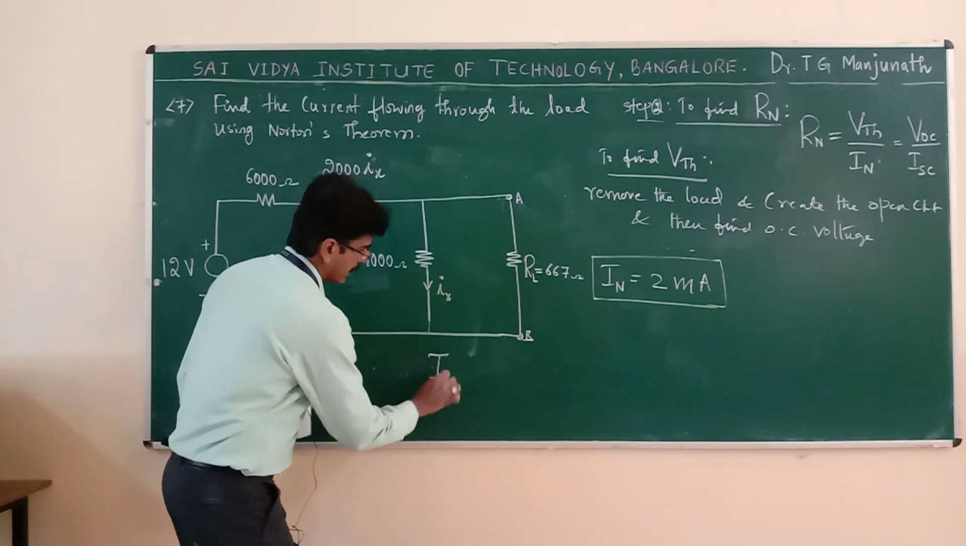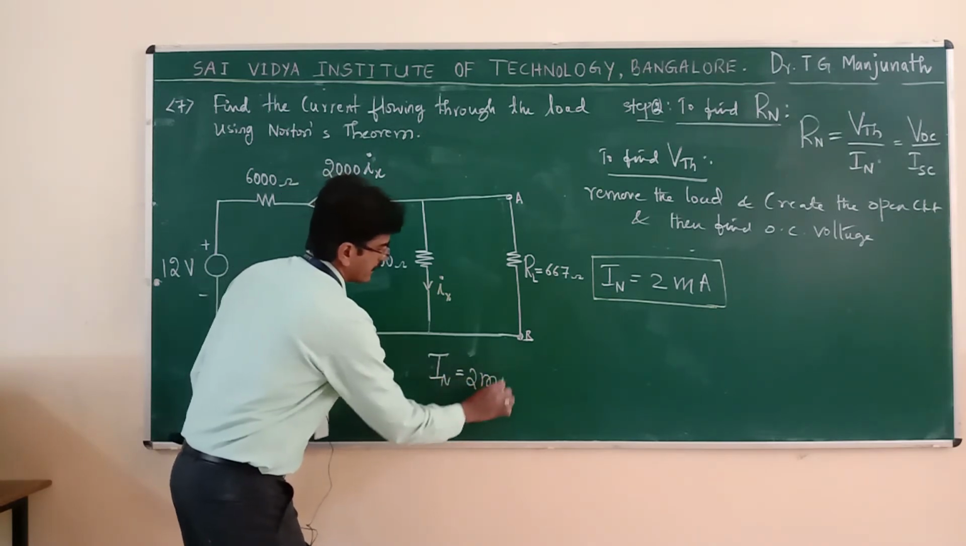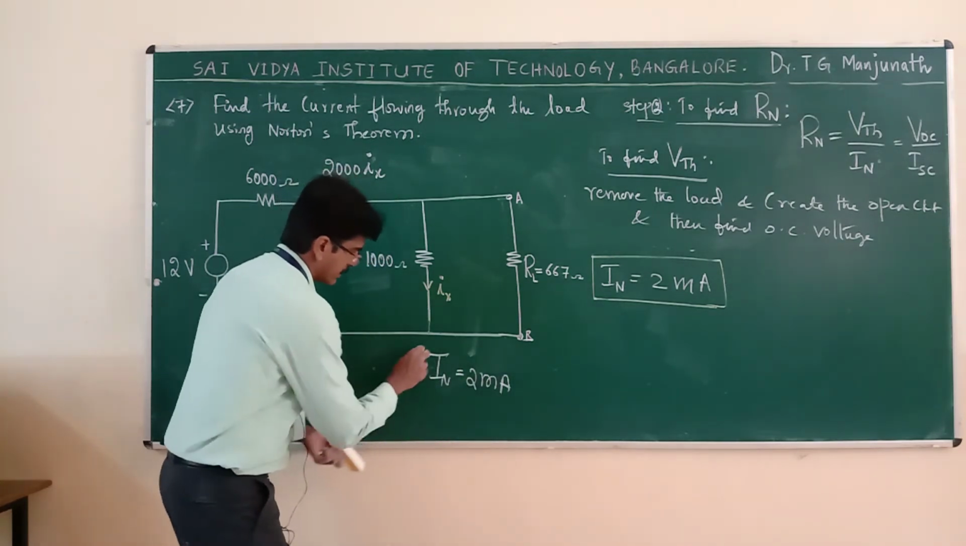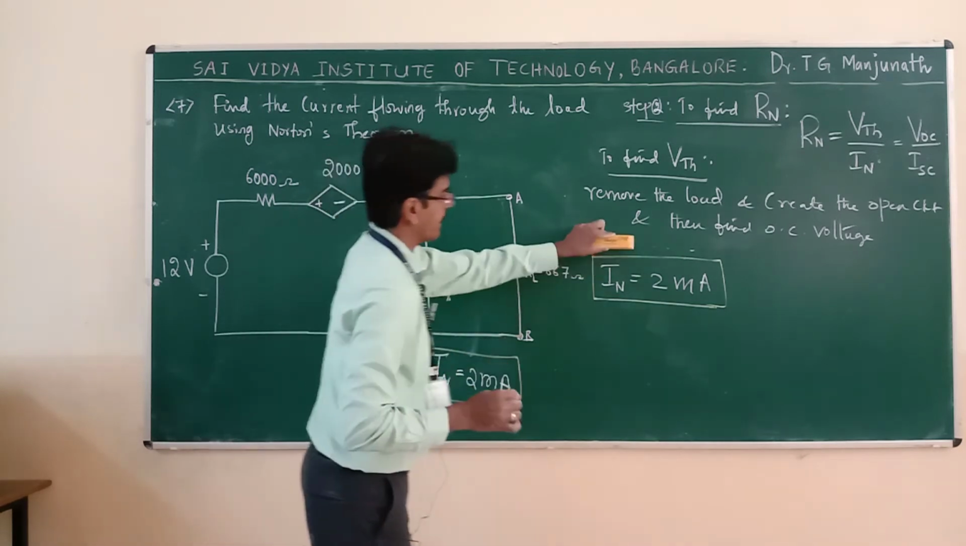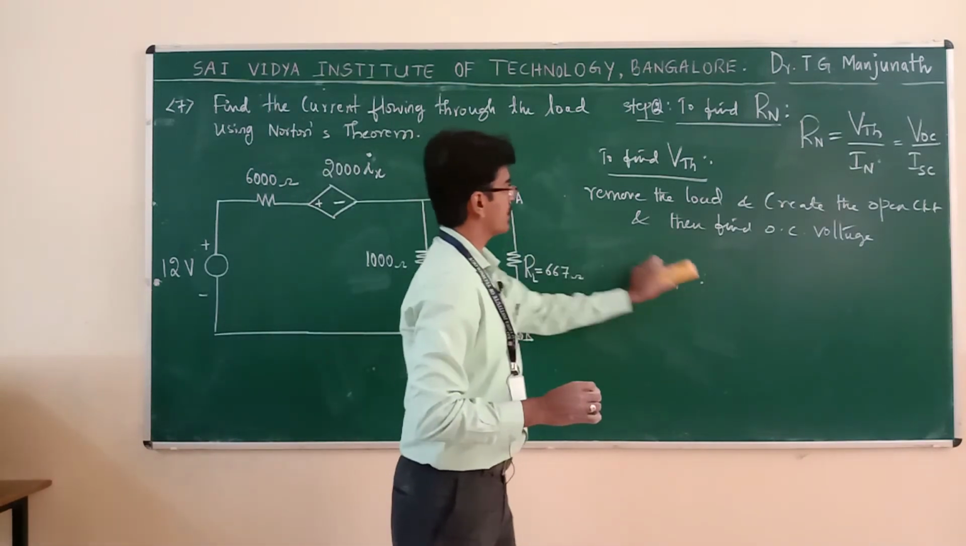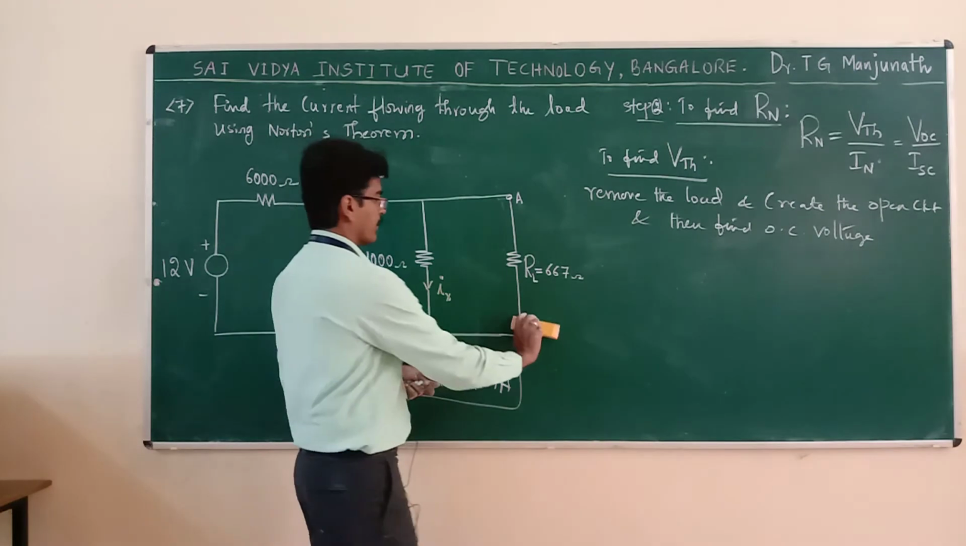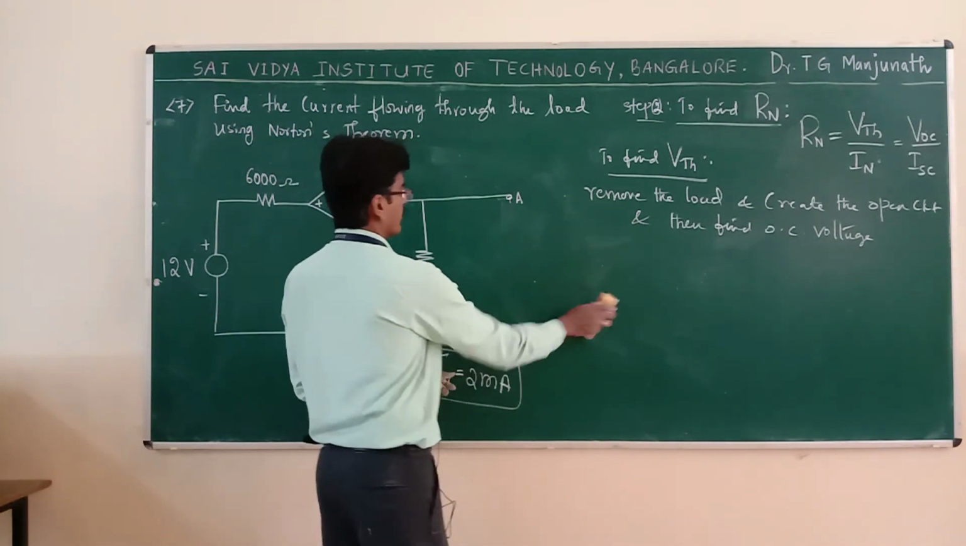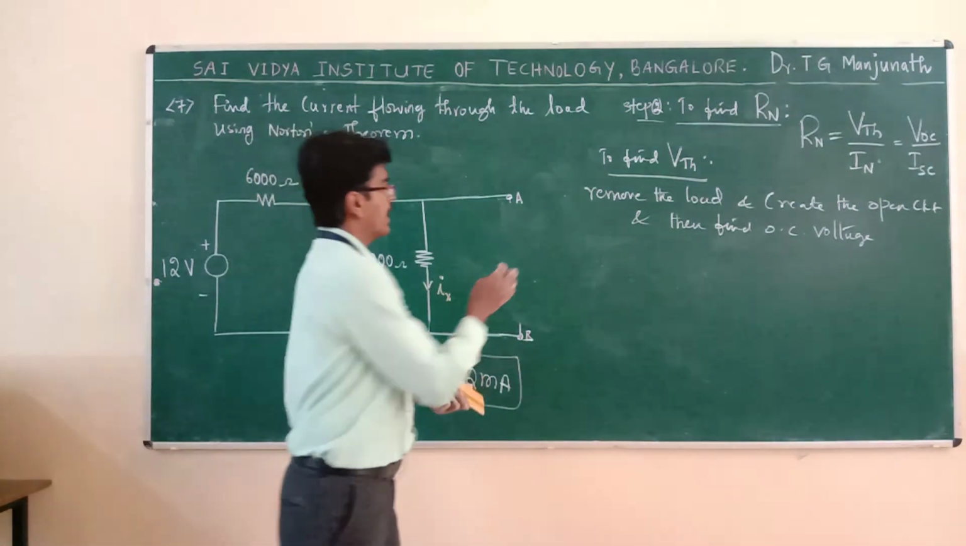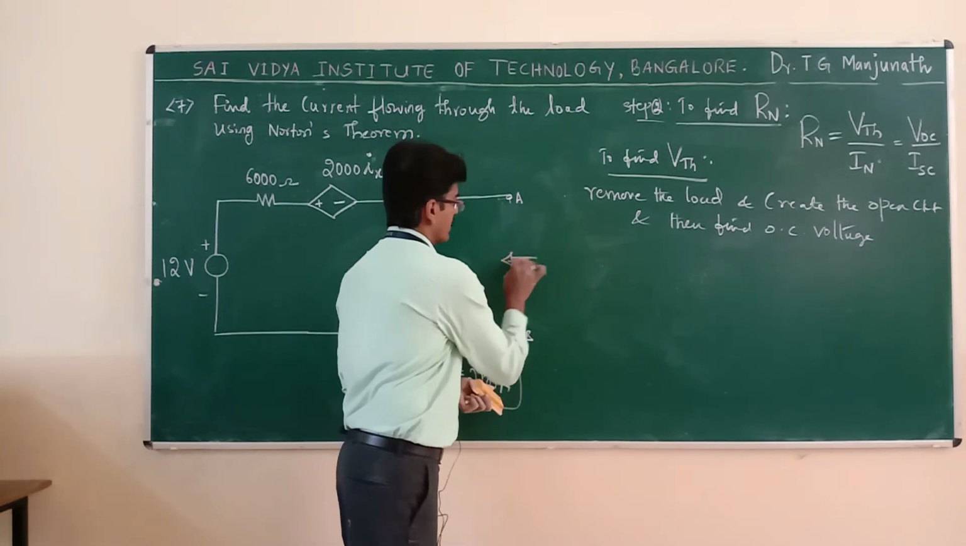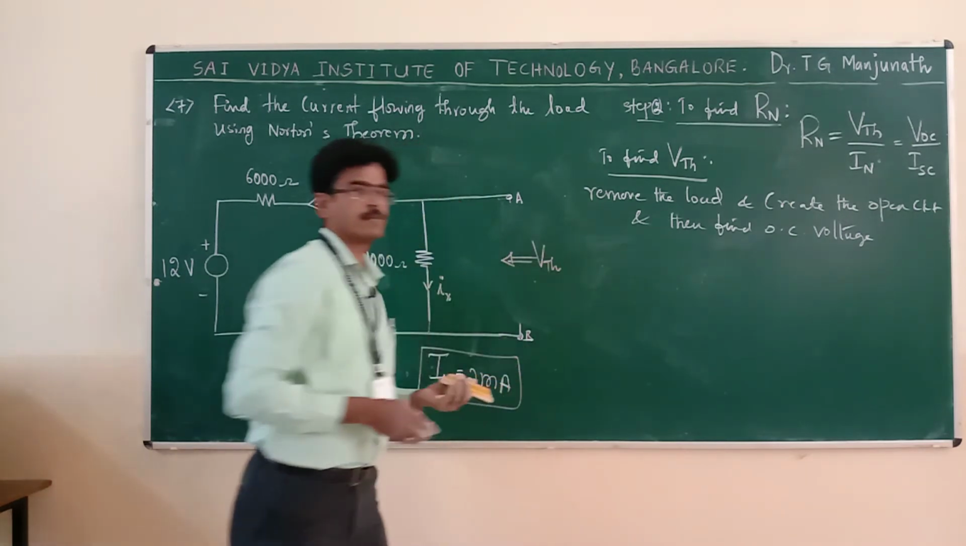I will write it here for my reference later. It is required. Let us write here. Okay. Now, open circuit voltage. So, remove the load, create the open circuit and find this voltage, that is called V Thevenin.